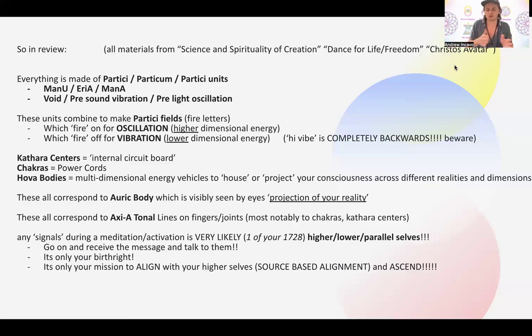These partici fields actually have these fire letters, and they can either oscillate when they're being fired, or they can be in a vibration state where they're waiting to be fired upon, right? So when we talk about ascension, you're technically aligning your fire letters to a higher dimensional alignment so you can align with higher dimensional frequencies, right? So when you fire these fire letters in your partici fields on, it's an oscillation, which is higher dimensional energy. So you're moving up in dimension, dimensions 10, 12, 13, going up in dimension. When more of these fire letters are off, you have a more vibrational status, right?